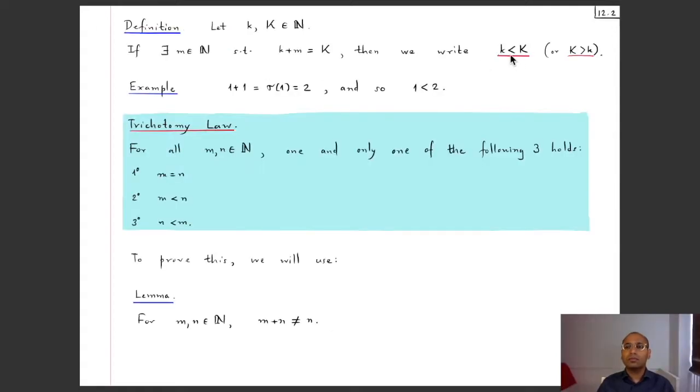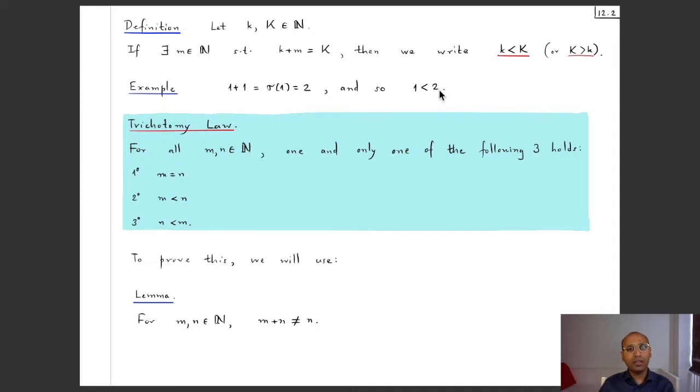Okay, so let's first give the definition of what this order relation is. Suppose that little k and capital K are two natural numbers. Now if there exists a natural number m such that when added to this little k you get this capital K, then we write that little k is strictly less than this capital K. Or sometimes we also use the notation that capital K is strictly bigger than this little k. As an example, we know that 1 plus 1 by the definition of addition is the successor of 1, which we call 2. And so to 1, when we add this natural number, you get 2. So it follows that 1 is strictly less than 2.